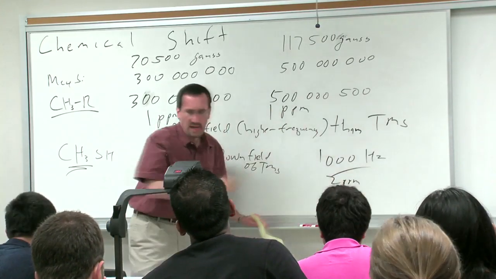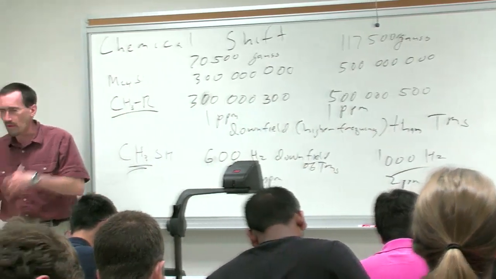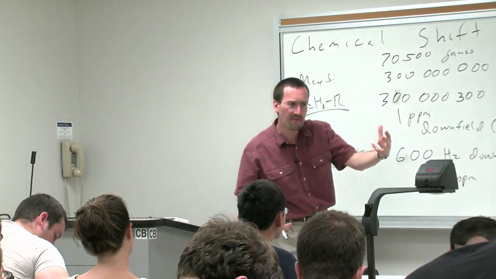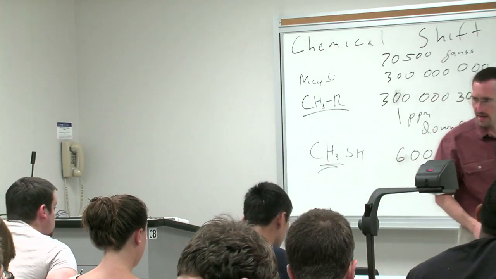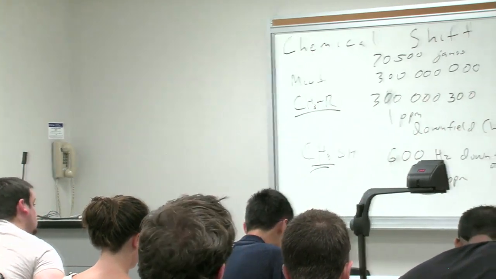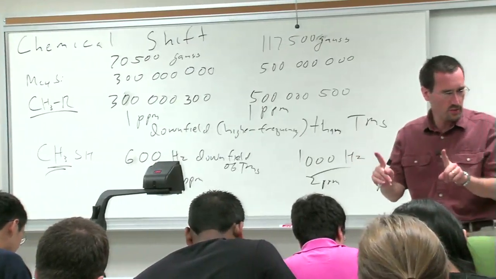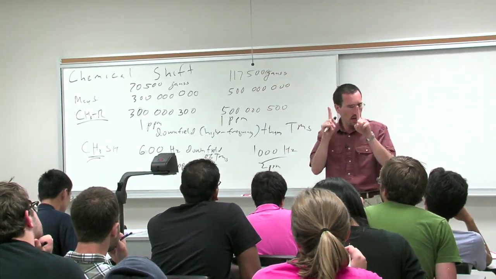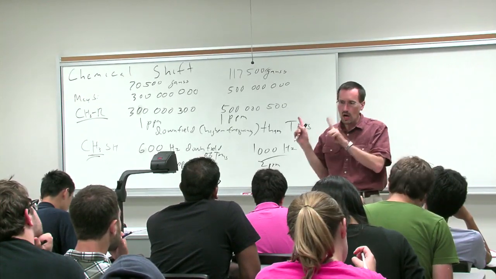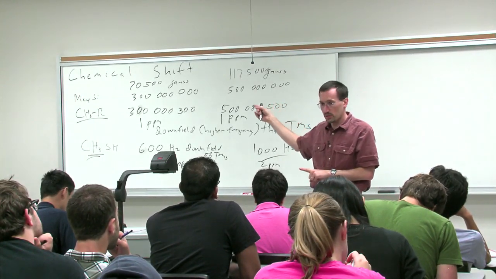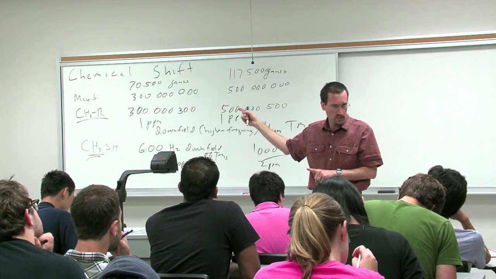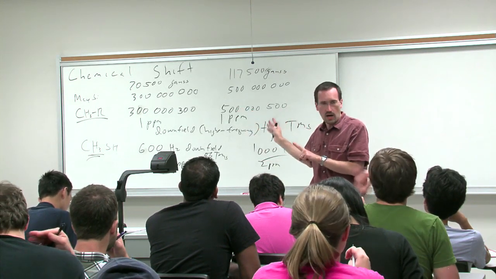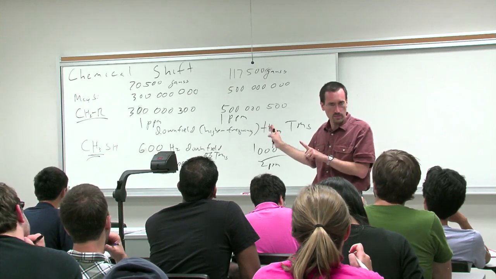So when you look at the x-axis of an NMR spectrum, and remember I said we transformed our time axis in the FID to a frequency axis, you now know that 1 ppm, the span from 0 to 1, or 1 to 2, or 2 to 3, corresponds to 300 hertz on a 300 megahertz NMR spectrometer. It corresponds to 500 hertz on a 500 megahertz spectrometer.